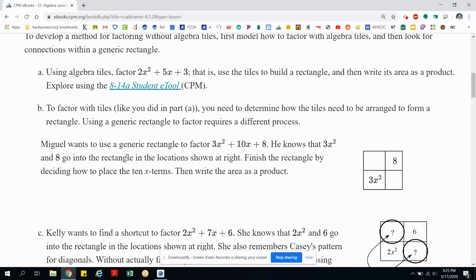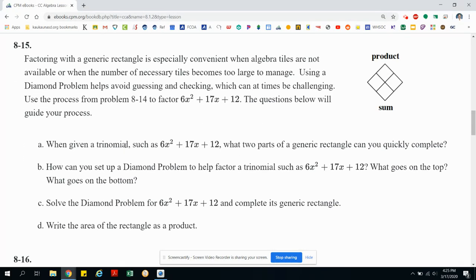We're going to jump ahead here down to 8-15. Factoring with a generic rectangle is especially convenient when algebra tiles are not available or when the number of necessary tiles becomes too large to manage. Using a diamond problem helps avoid guessing and checking, which can at times be challenging. Use the process from problem 8-14, we'll talk about that, to factor 6x squared plus 17x plus 12. The questions below will guide your process.